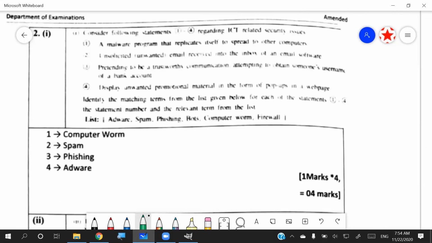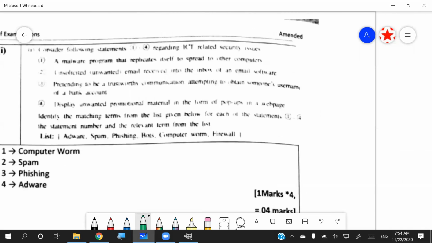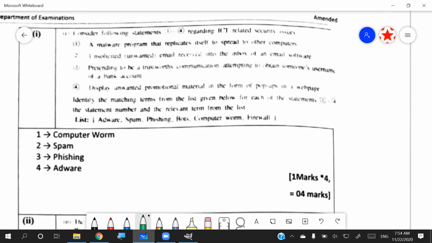Third one, pretending to be a trustworthy communication, attempting to obtain someone's username and password, right, of a bank account. So it is called phishing.